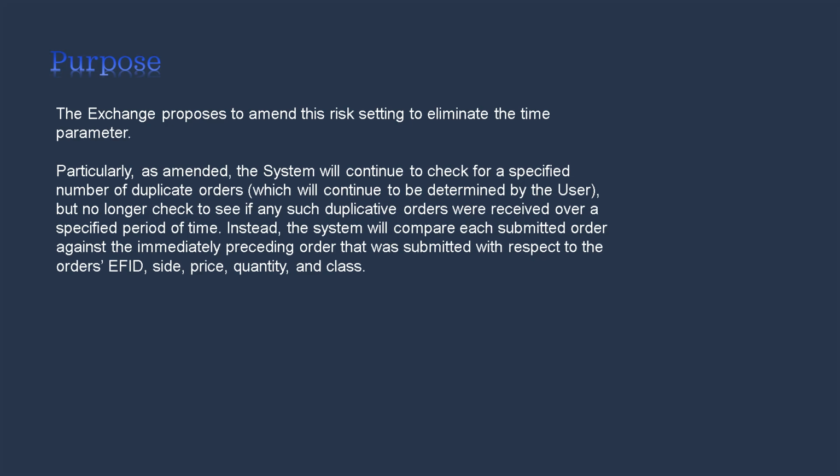Particularly, as amended, the system will continue to check for a specified number of duplicate orders, which will continue to be determined by the user, but no longer check to see if any such duplicate orders were received over a specified period of time. Instead, the system will compare each submitted order against the immediately preceding order that was submitted with respect to the order's EFID, side, price, quantity, and class.